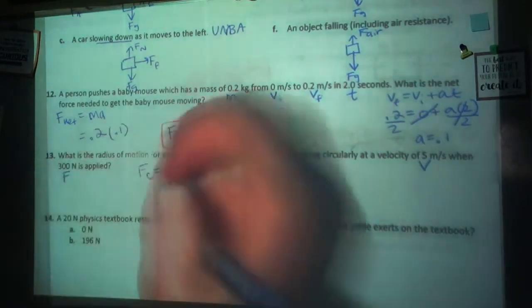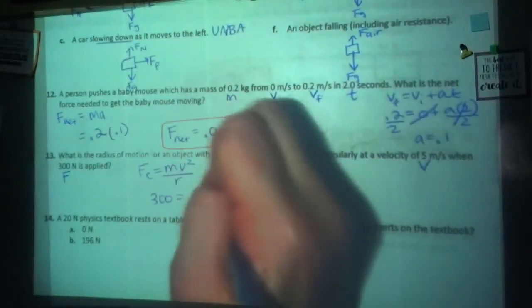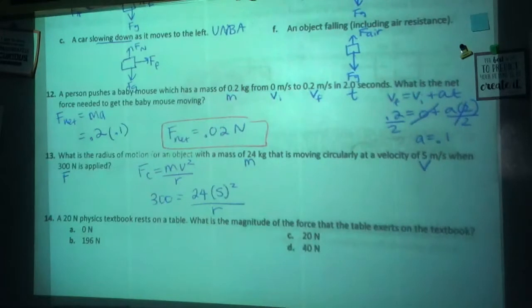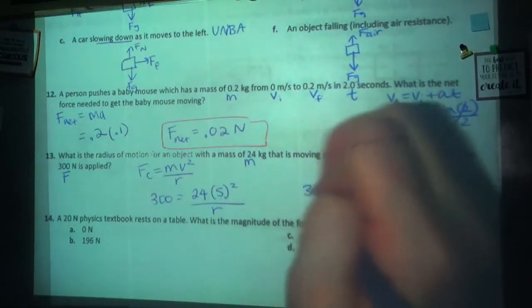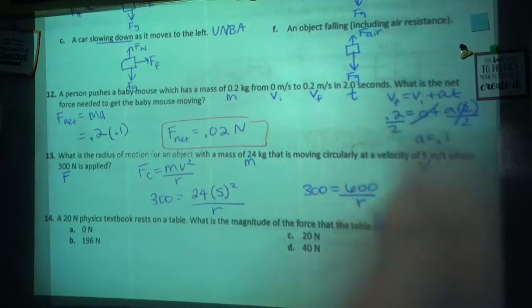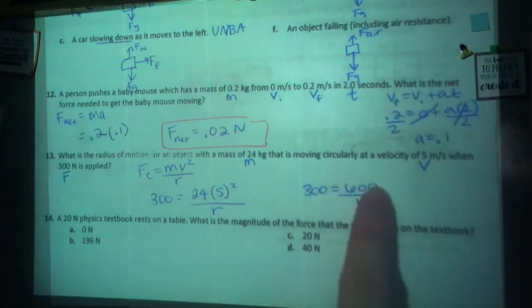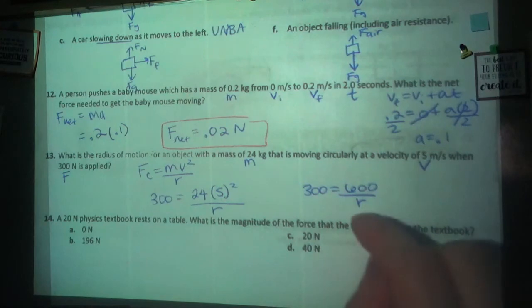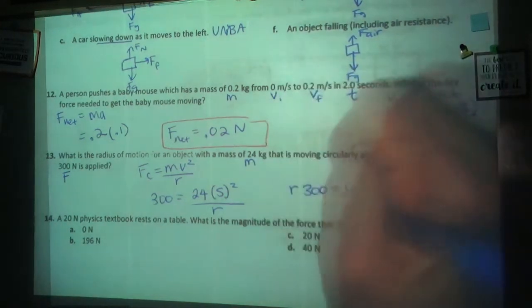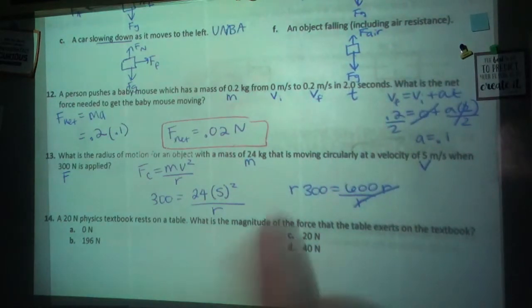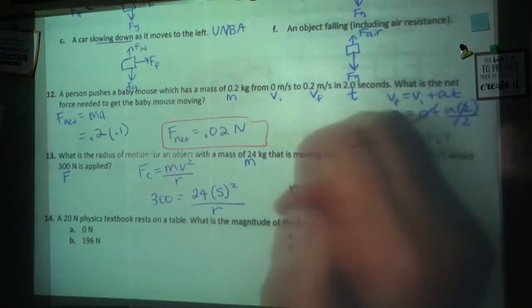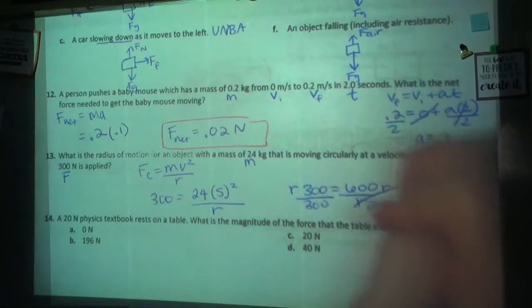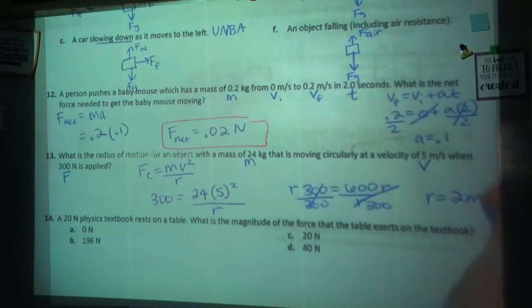And now we're going to plug in, I have 300 equals mass of 24, velocity is 5 squared over r. You put this in your calculator, you get 300 is 600 over r. And now this is where people just try to divide the 600 over. You can't do that because your r is on the bottom. If your unknown is on the bottom, you want to multiply that up so that now it's not in the bottom anymore. So now I have r times 300 is 600, and you divide the 300 over, and that's going to give me r is 2 meters.